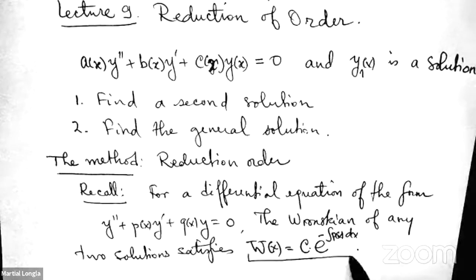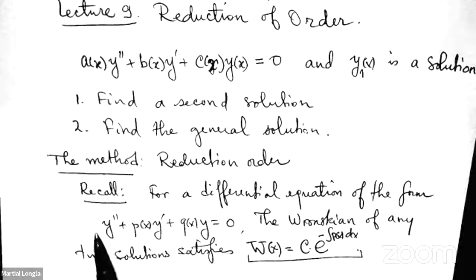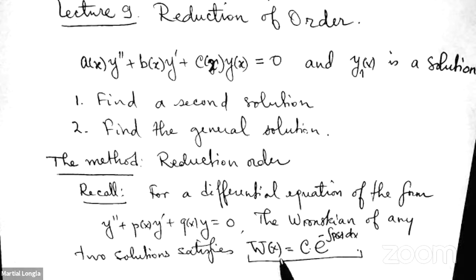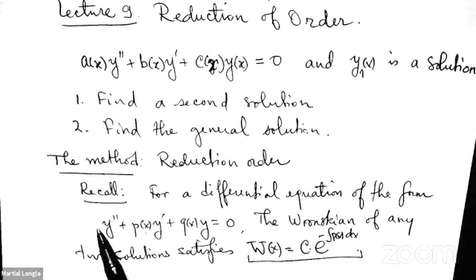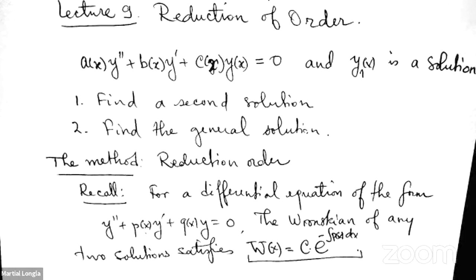We used this last time. So for any equation of this form, the Wronskian of any two solutions is a constant c times e to the negative integral of p of x dx, where p of x is the function that you have right here in front of the first derivative. And the coefficient of the second derivative is 1. And this is what we are going to use today, along with another property of the Wronskian.